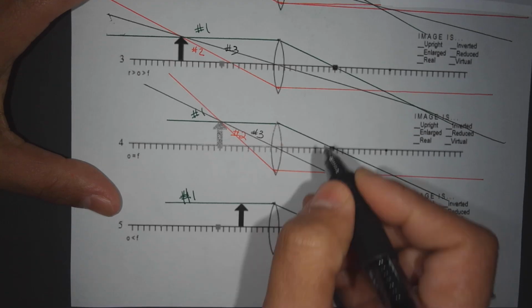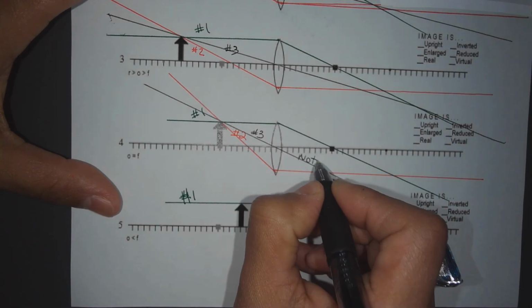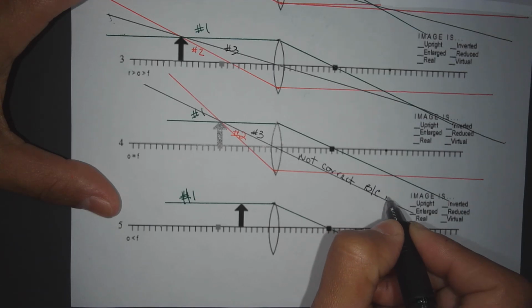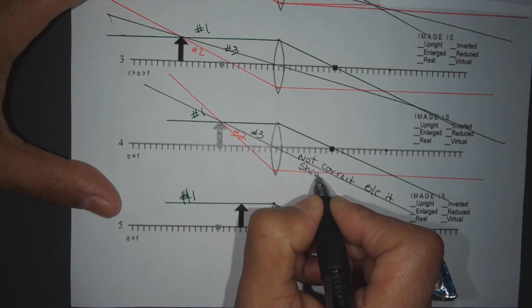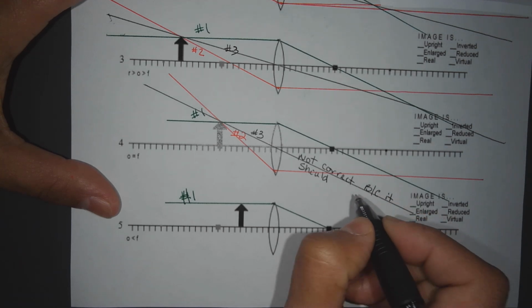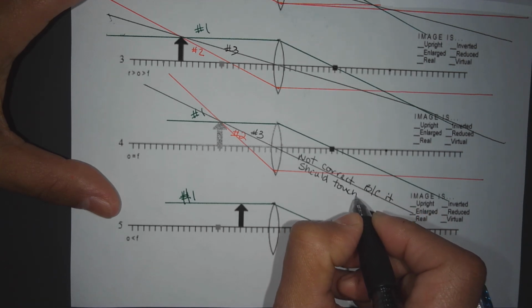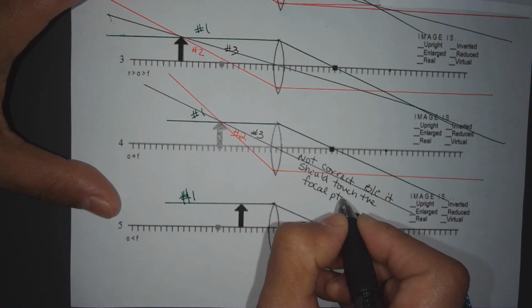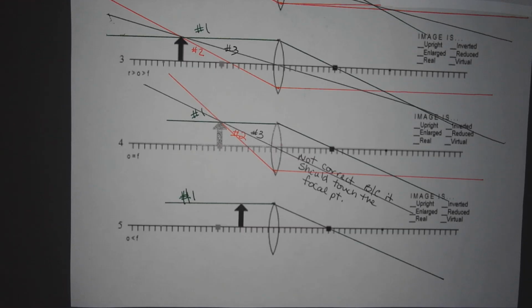I'm going to put a little note right here. Not correct. Because it has to, it must touch the focal point. Did it? No. Remember, line number 3 should go from the top of the object through the middle and touch the focal point. Or it should do something, but I'm not touching this focal point very well.